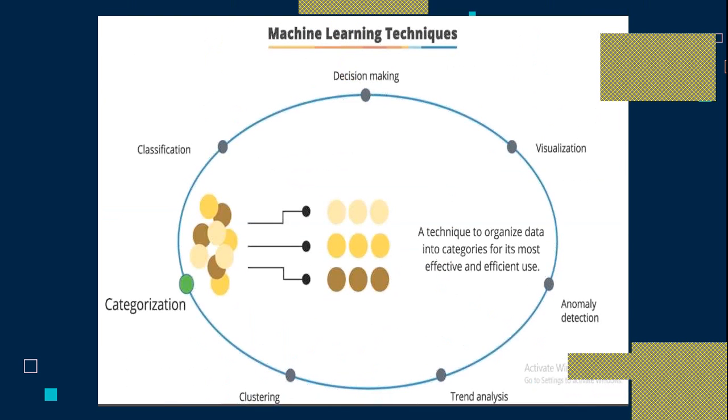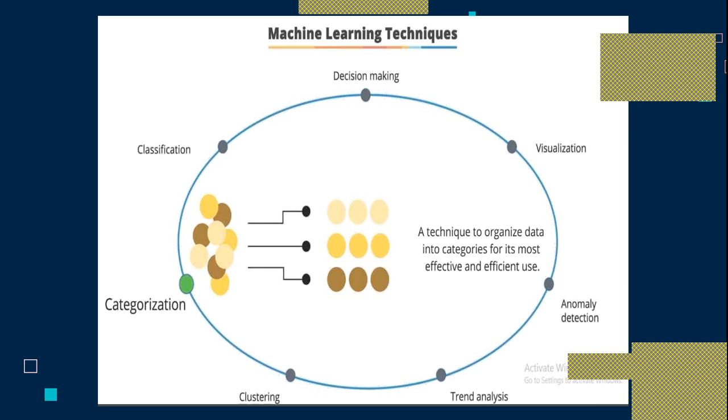The next technique we see is called categorization. So what do you mean by the categorization? A categorization is a technique to organize the data into categories for its most effective and efficient use. So let us consider we have the unlabeled data. Here the data is unlabeled. Okay. There are no labeled data.